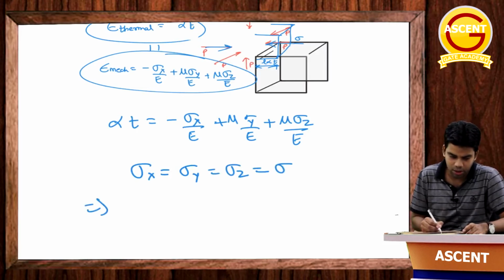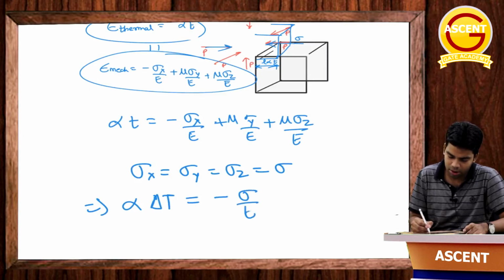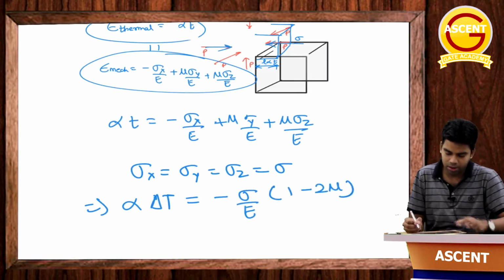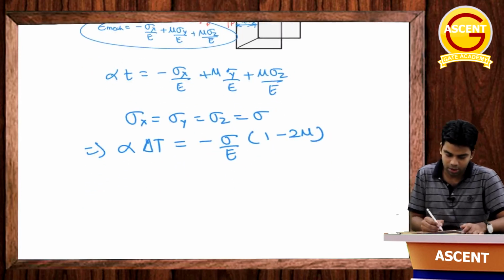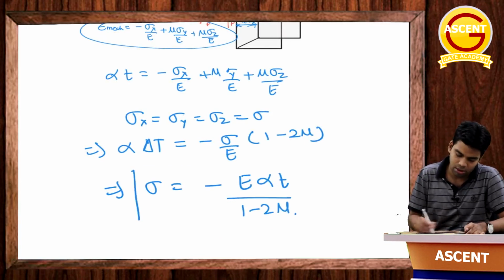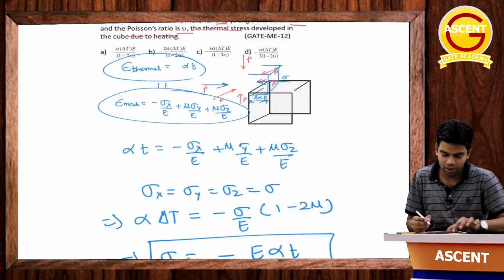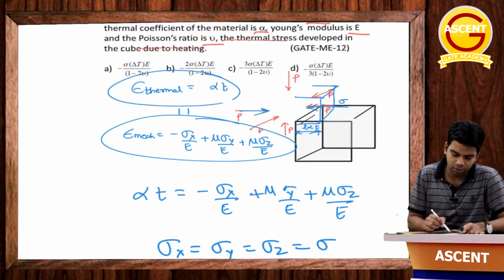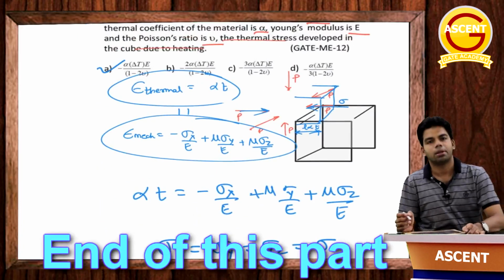So, we can say what? Alpha into T, where T is change in temperature, you can write it as del T, is equal to minus sigma upon E into 1 minus 2 mu. Getting this? Okay. So, from here this sigma will be equal to minus E alpha T divided by 1 minus 2 mu. Answer. Okay, so this is our answer, minus E alpha T into 1 minus 2 mu. Answer should be A. Getting this or not?